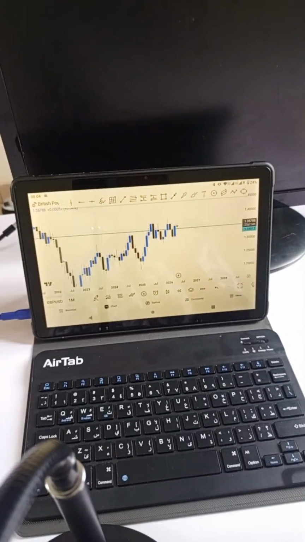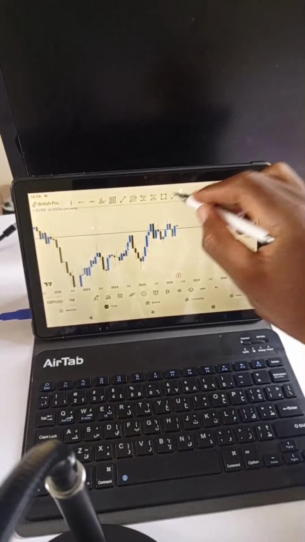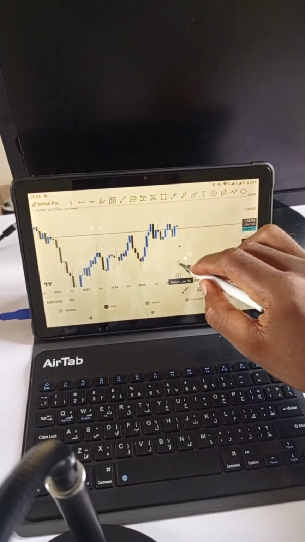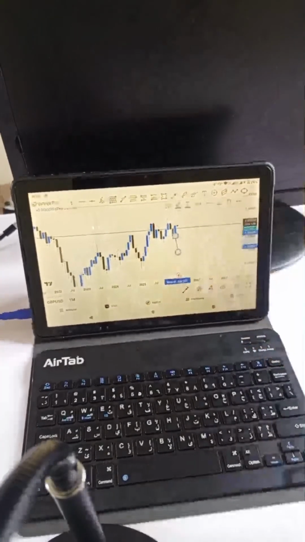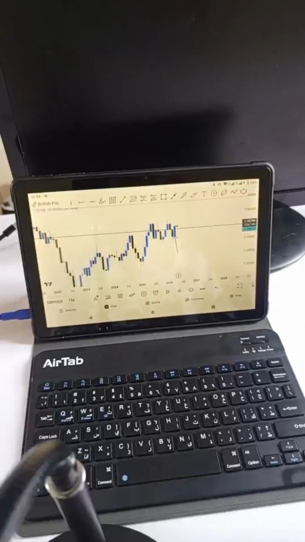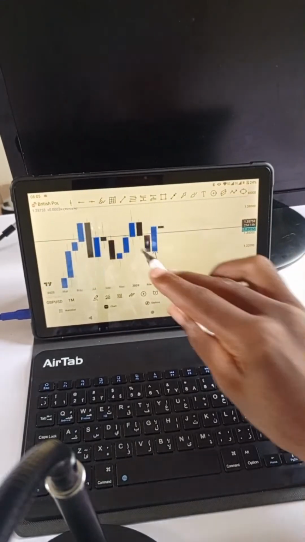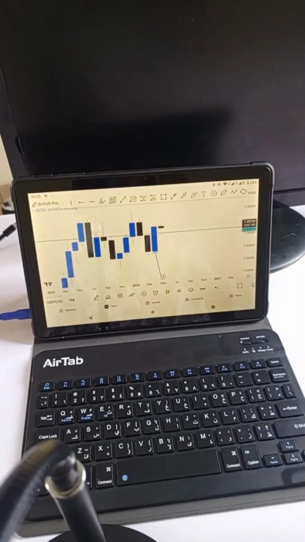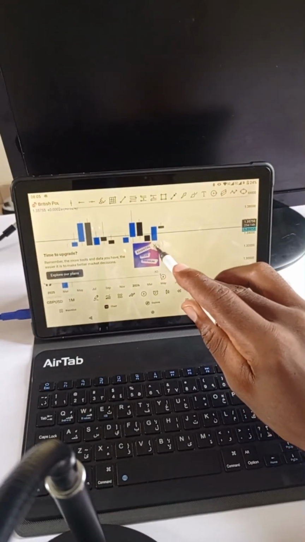All right, so on the monthly, first look at the monthly candle. I want you to see this candle. This blue candle, that's the candle of April. You see how bullish it is, telling us buyers were more powerful in the month of April.